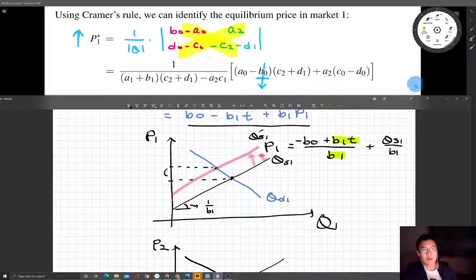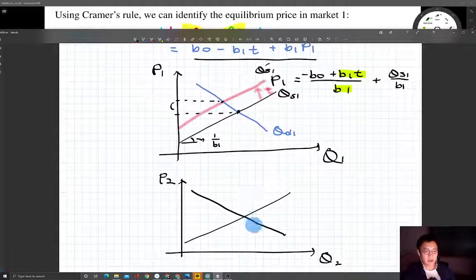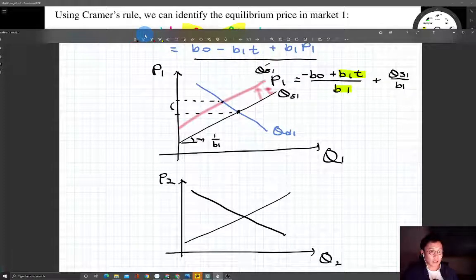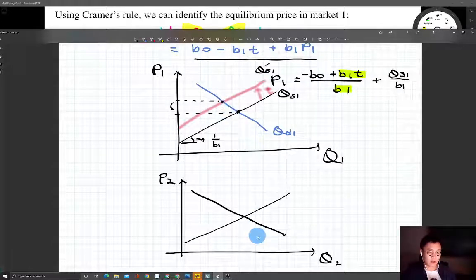But we want to see the general equilibrium effect. So how does it affect market 2? If the price goes up in market 1, we can anticipate demand also responds, and demand responds downward. Because price goes up, people will shift to market 2. iPhone users will switch to Galaxy. So demand for that good will reduce.